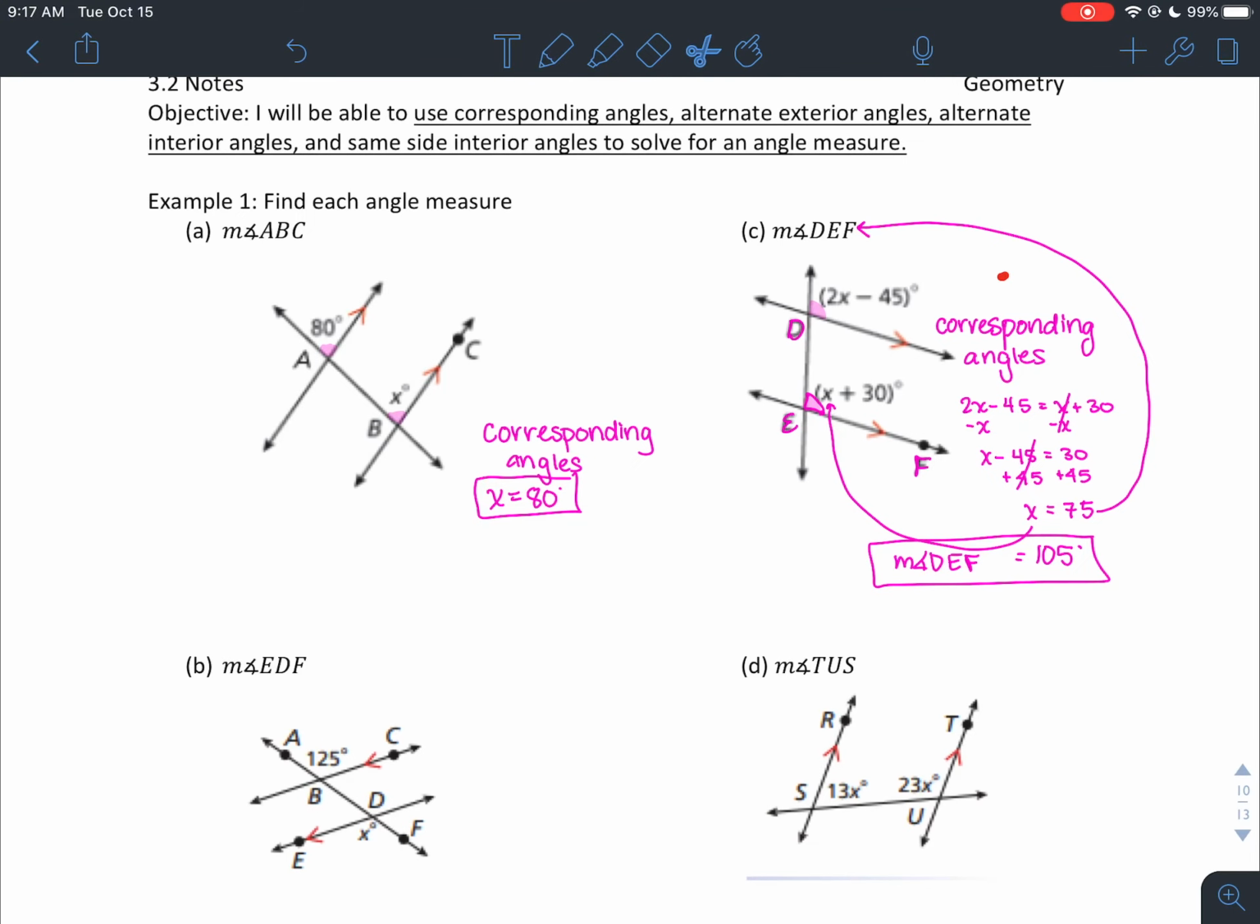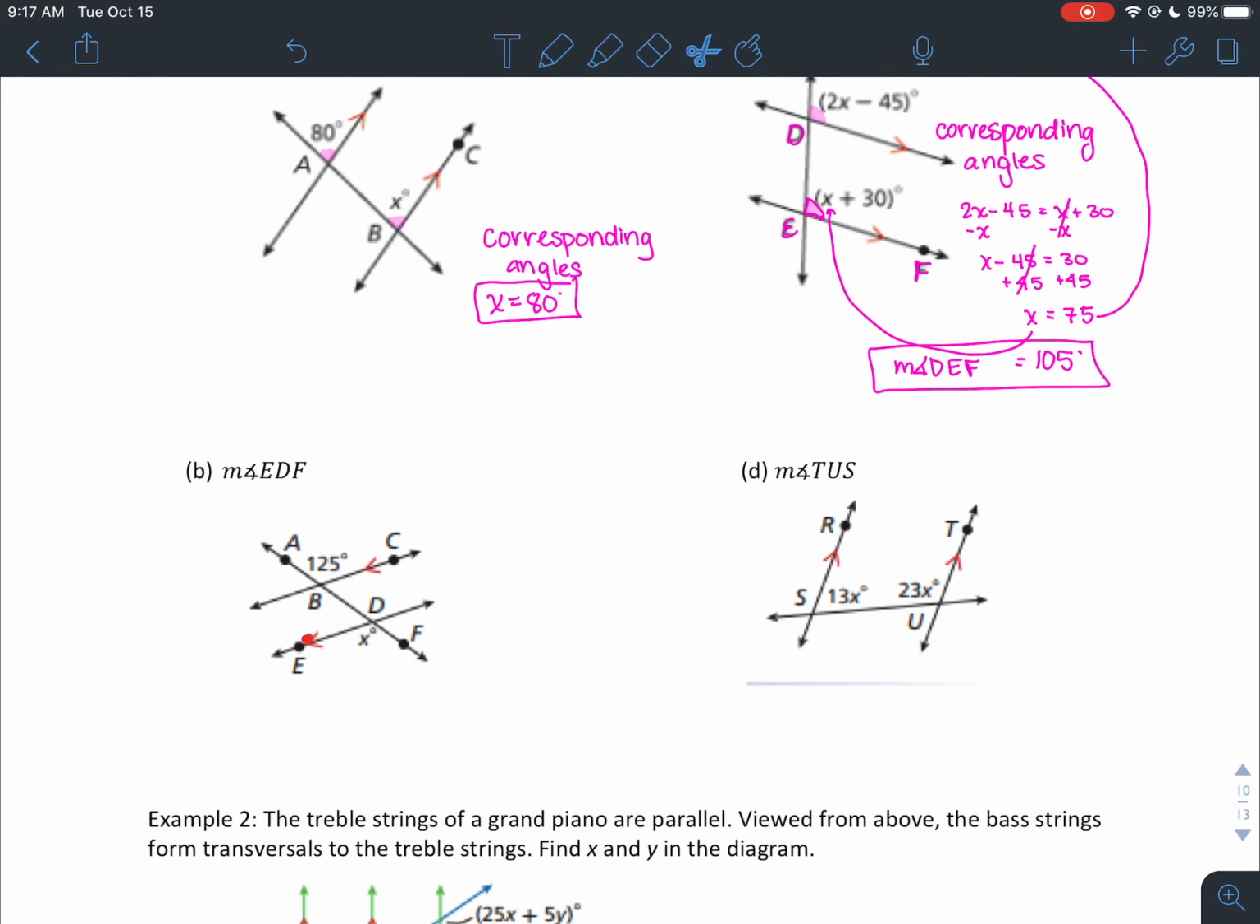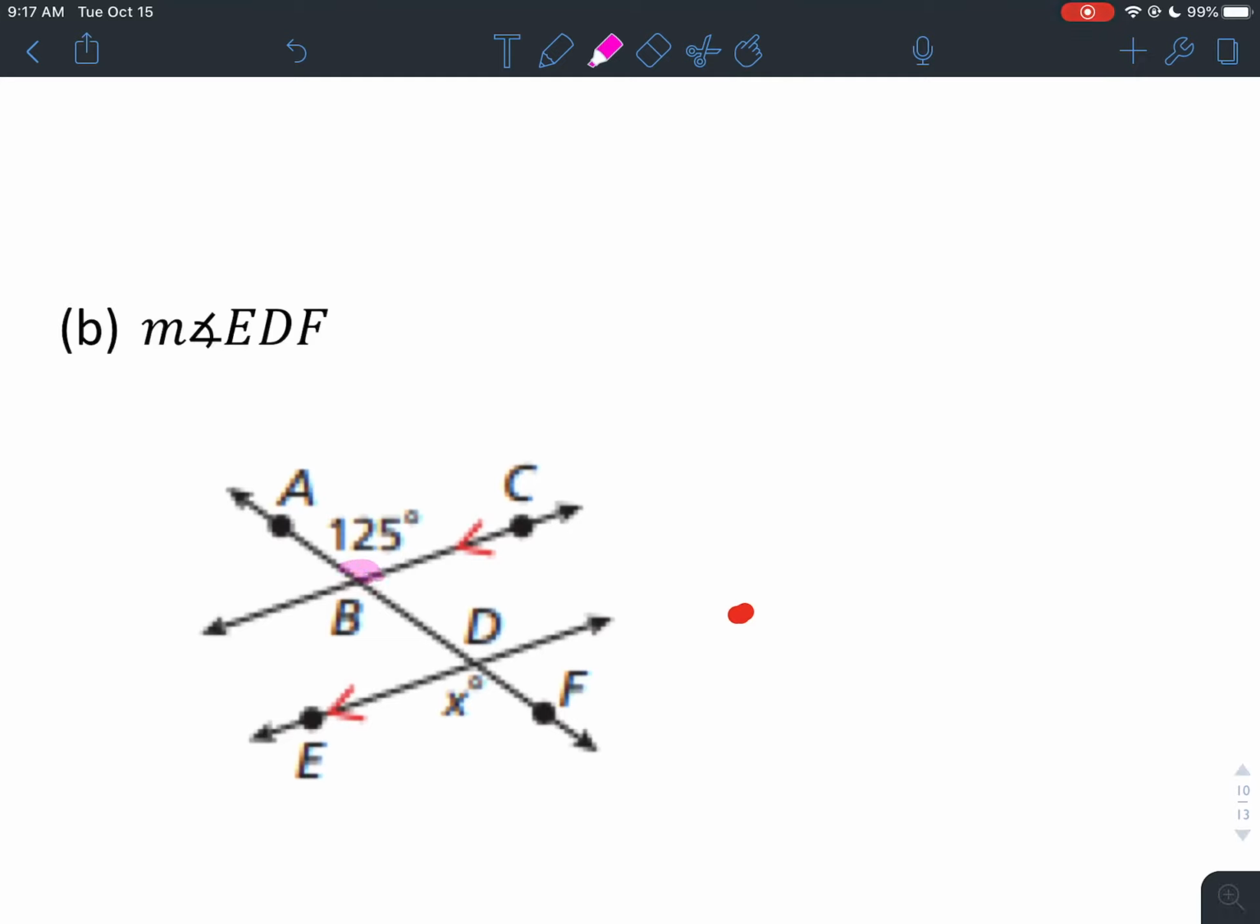Okay, for letter B, I have two parallel lines. That's what these red arrows mean. And then I have the transversal. And so the angles that I'm talking about are up here and down here. These two angles are called alternate exterior angles.